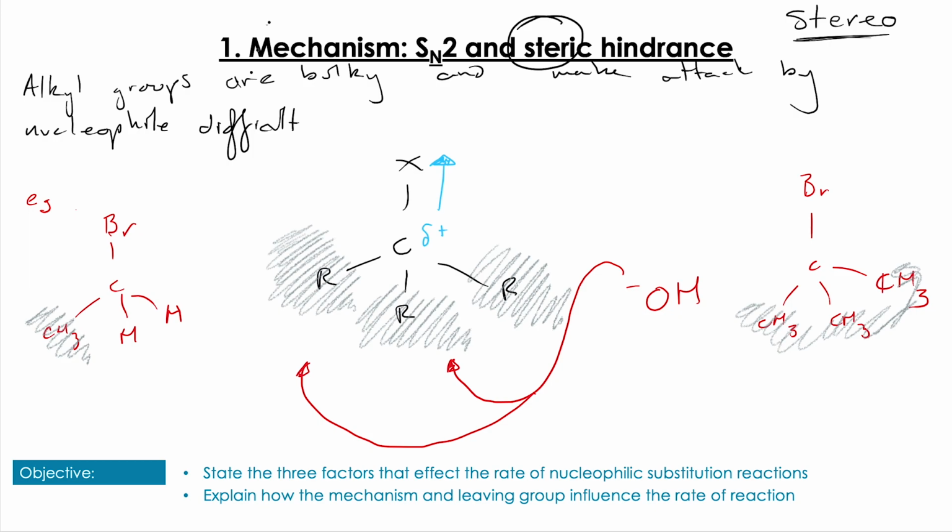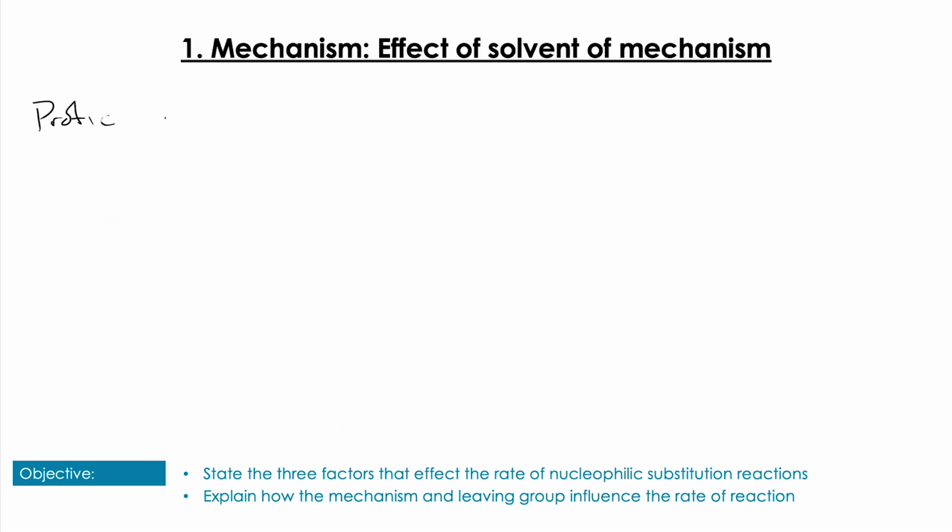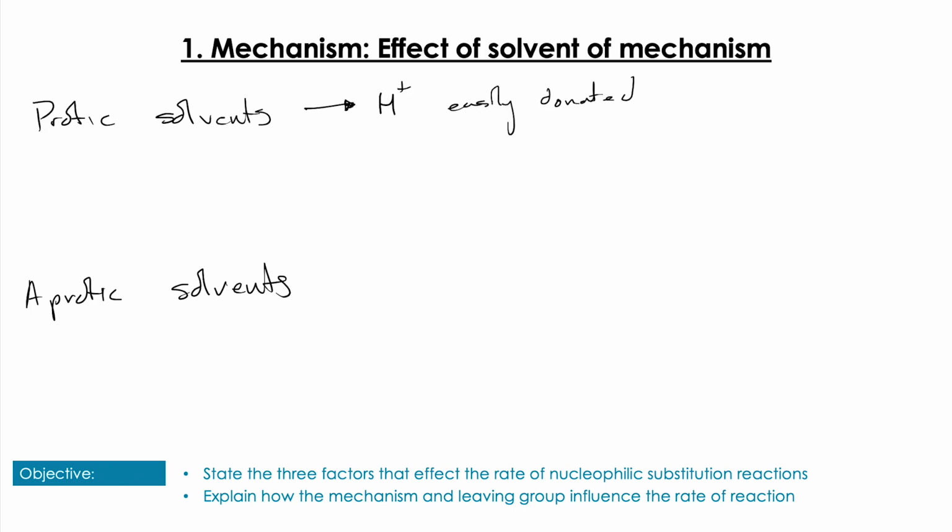The last thing that can affect the mechanism of the reaction is the solvent that we use for the reaction to occur in. So there are two types of solvent. We have protic solvents and aprotic solvents. And really, they're kind of like what they sound like. Protic solvents can easily donate or provide H+ to the reaction, and aprotic solvents cannot donate H+.